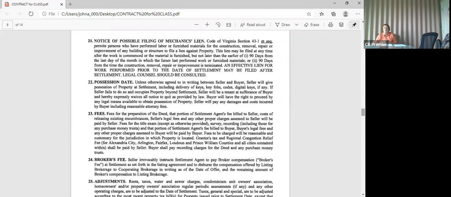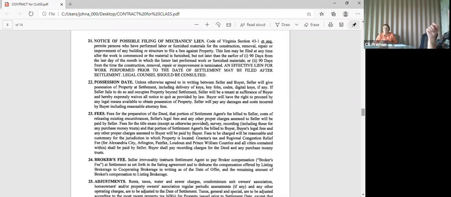People who have performed labor or finished materials for the construction, removal, repair, or improvement of any building or structure are entitled to file a lien against the property. The lien may be filed at any time after the work is commenced or the material is finished, but not later than the earlier of 90 days from the last day of the month.